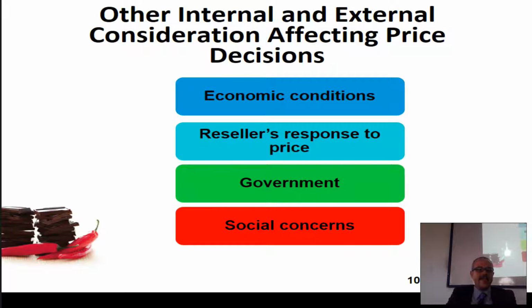And this is the last slide of this chapter. In this slide, we're looking at other internal and external considerations affecting price decisions. The economic condition: overall in Yemen, the economic condition is under siege, so maybe prices will go up for some products. Maybe some other products will go down.